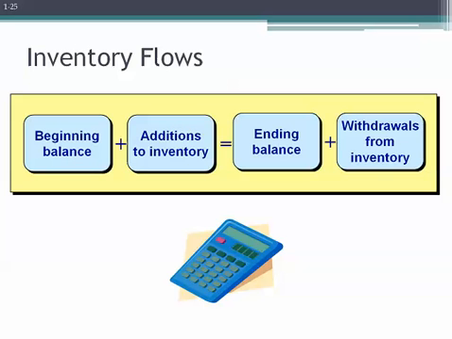The computation of cost of goods sold relies on this basic equation for inventory accounts. Beginning inventory plus purchases or additions to inventory must equal our ending inventory plus any withdrawals from inventory, which in the case of a retailer would have been our cost of goods sold. In other words, whatever was present in beginning inventory plus purchases or additions must equal whatever was sold and any leftover or ending inventory balance.